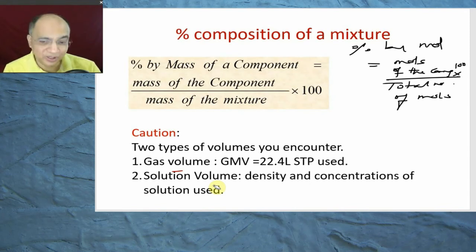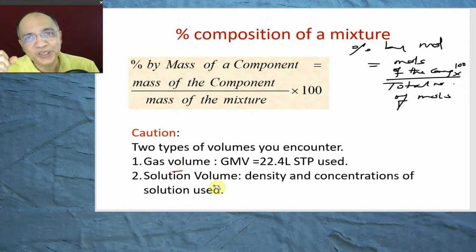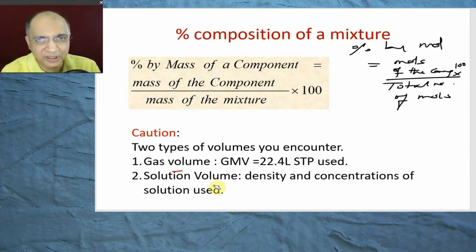Therefore, whenever you look at any volume data, this much ml, this much liters, this much meter cube, first make sure that you are handling gaseous volume. If so, then 22.4 will be used. If not, then you will be looking for the density of the solution and all that. We will be doing that in our next programs, solutions to stoichiometry.